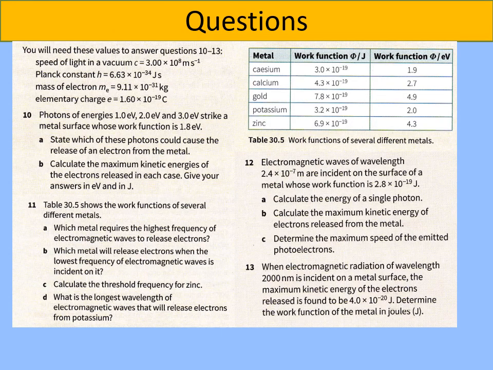Now it's your turn to have a go at these questions, question numbers 10 to 13. There are some important constants that are given to you, such as the speed of light in a vacuum. Planck's constant is given to you as well. The mass of an electron is also given, and the elementary charge of an electron is provided as well. So have a go at those questions. Pause the video and see how you get on.